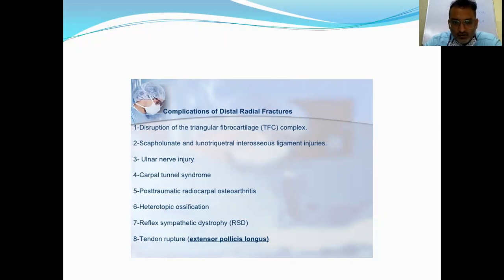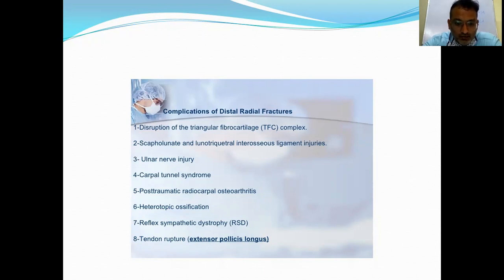Carpal tunnel is associated with distal radius fractures, especially without satisfactory reduction. So the median nerve might get involved, and there is another chance of ulnar nerve injury when the ulna is also fractured. Okay. So post-traumatic radiocarpal osteoarthritis, if it is involving the intra-articular space, so if the joint is also involved, there is every chance of degeneration of the joint. Heterotopic ossification is always a very rare side effect of distal radius fractures.